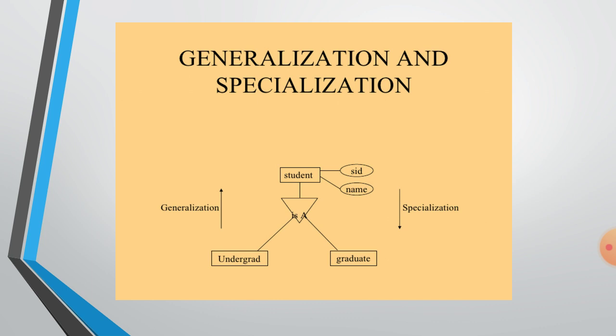And coming to generalization, all the undergraduate and postgraduate students belong to students. We are combining the undergraduate students and graduate students, and those belong to a student. Here we are following the bottom-up approach. So that is the difference. In generalization we are following bottom-up, in specialization we are following top-down. Okay, so that is the difference between specialization and generalization.